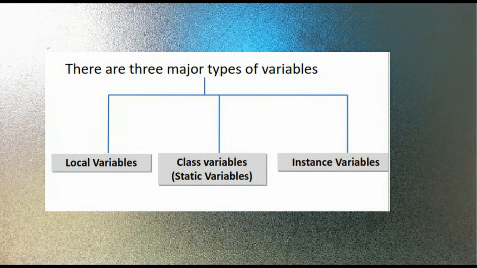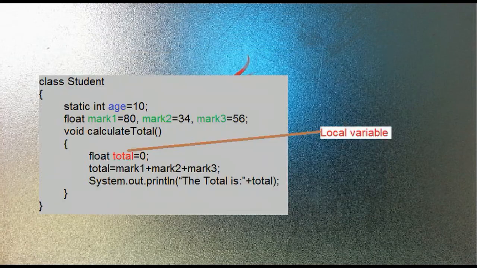There are three major types of variables. Local variables, class variables or static variables, and instance variables. Local variables are declared in methods. These are created when the method is called, and destroyed once it exits from that particular method. Local variables can only be used within the method in which they were created. Values should be assigned to local variables before they are used. Access modifiers are not used for local variables.